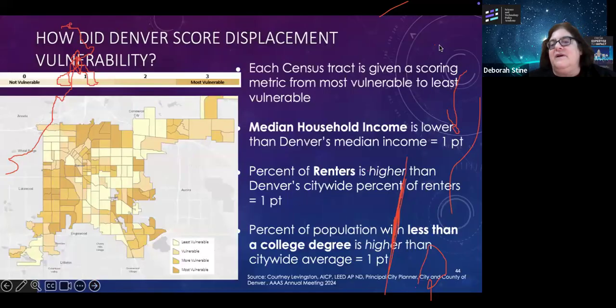And then they developed a metric, a scoring metric from most vulnerable to least vulnerable. They looked at the median household income, the percent of renters, and the percent of the population with less than a high school degree. And that is how they developed this graphic.